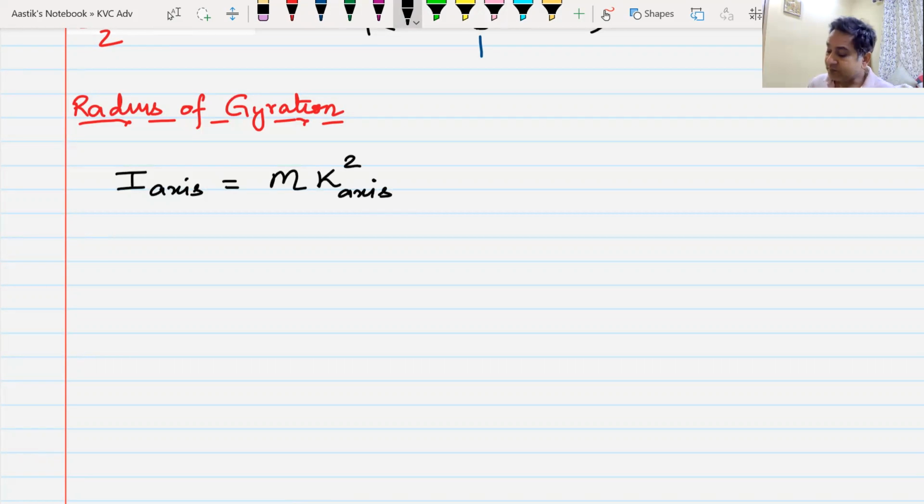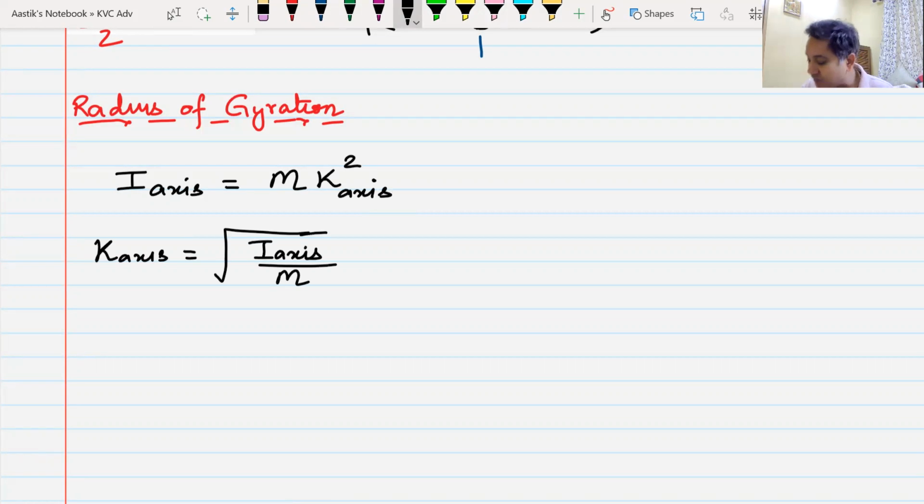about that axis. So about any given axis, the radius of gyration can be found out by this formula. You divide the moment of inertia about that axis by the total mass of the body, and whatever quantity you get is known as your radius of gyration. For different bodies and different axes, moment of inertia would be different, and therefore this k radius of gyration would be different for different bodies. Do we understand this? Yes, sir.